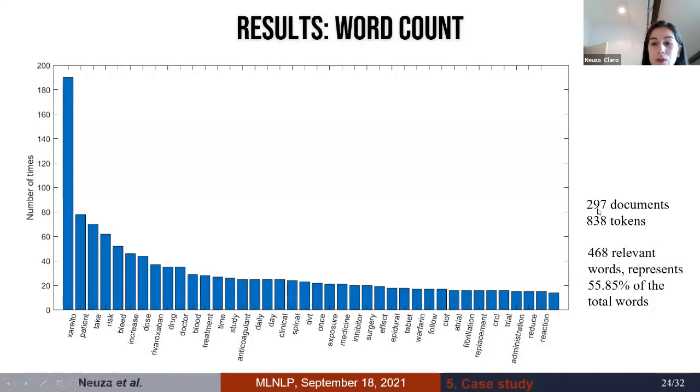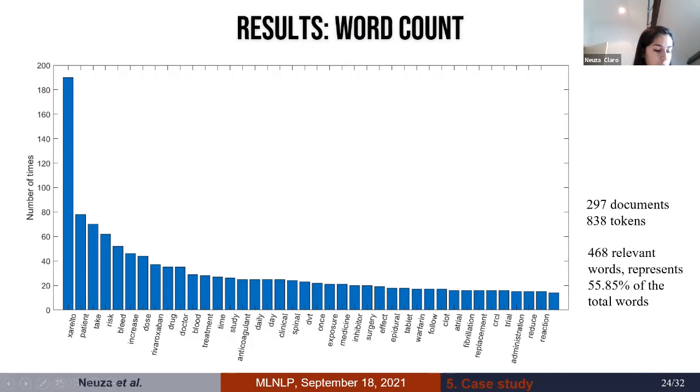We obtain 297 documents and 838 tokens. The figure shows the number of times the first 40 most frequent words appear. The most frequent word is the name of the drug, Alto, and the second is patient. After the first 10 words, the frequency of each expression remains approximately the same.